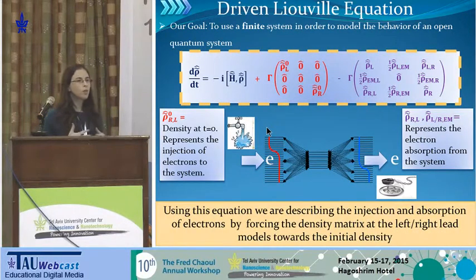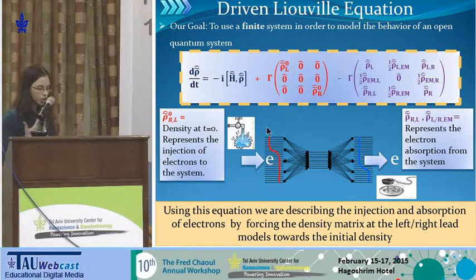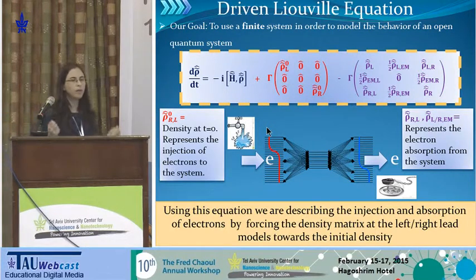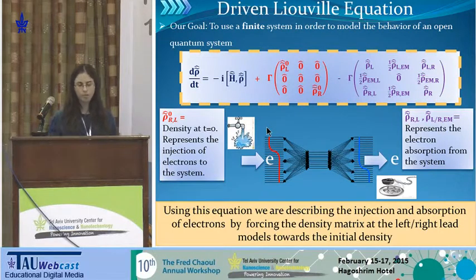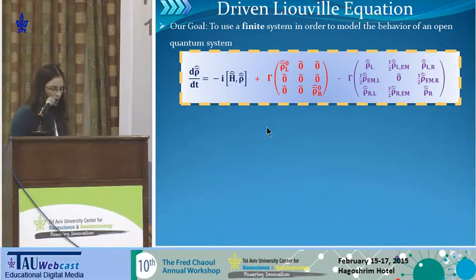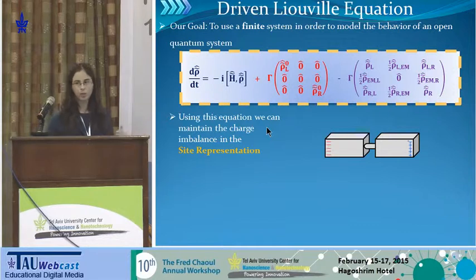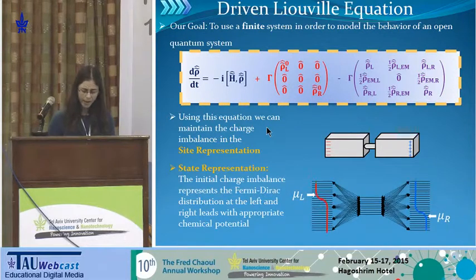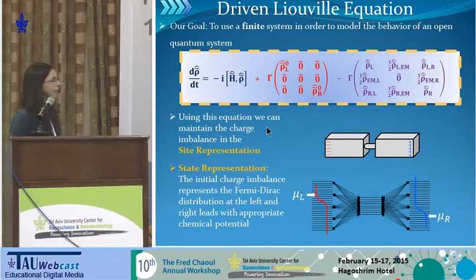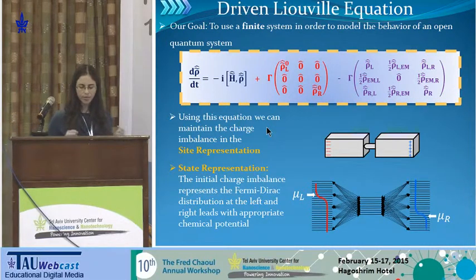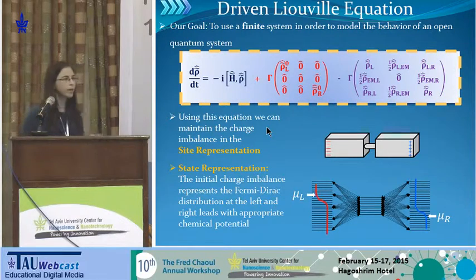Using this equation, we are now able to describe the injection and absorption of electrons by forcing the density matrix at the left and right lead models back towards our initial density. We can see now that we can maintain our initial state in the site representation and in the state representation. And in the state representation, the initial charge imbalance represents the Fermi-Dirac distribution at the left and right lead models with the appropriate chemical potential.